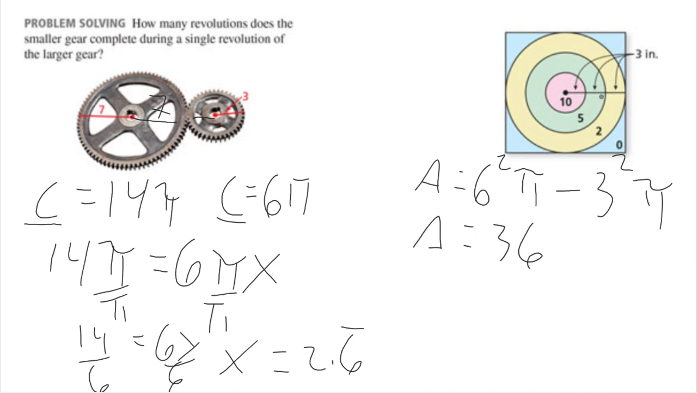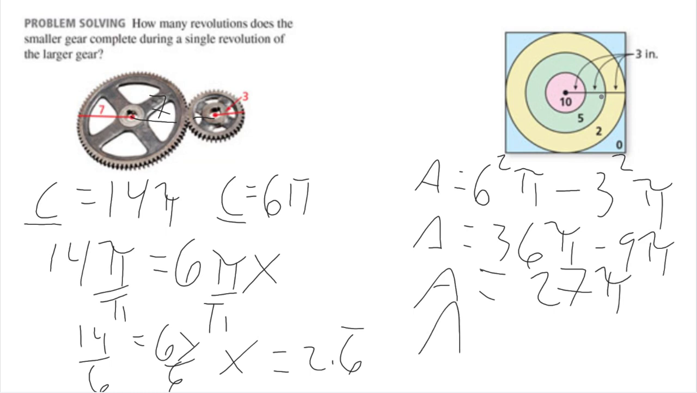36 pi minus 9 pi, which will give me 27 pi, which gives me a number close to 71. So 71 squared inches kind of idea.